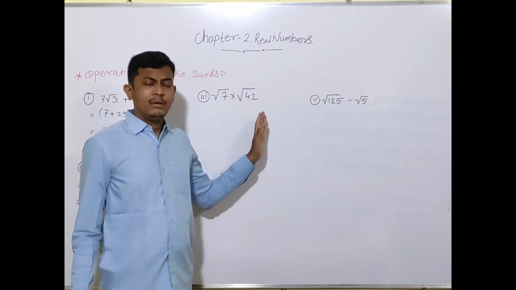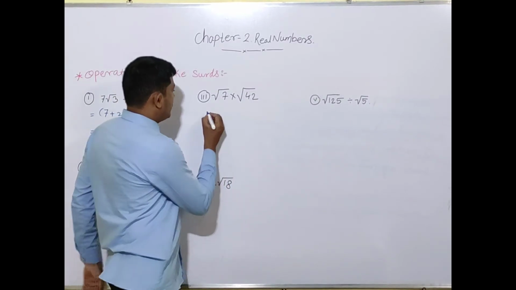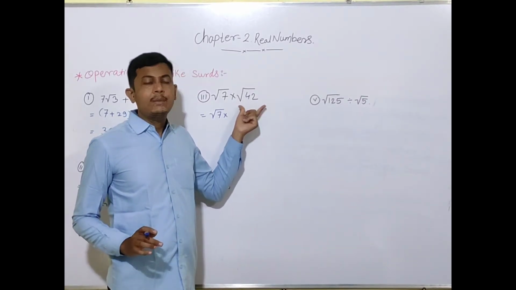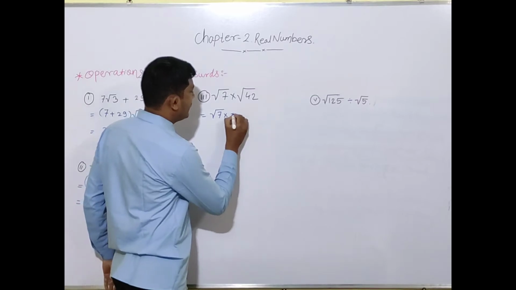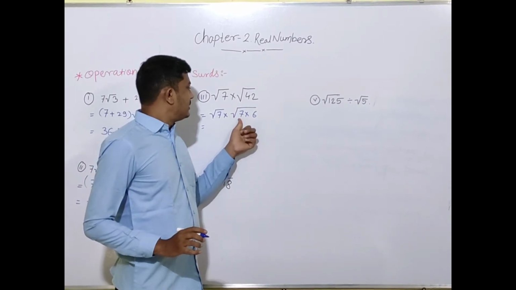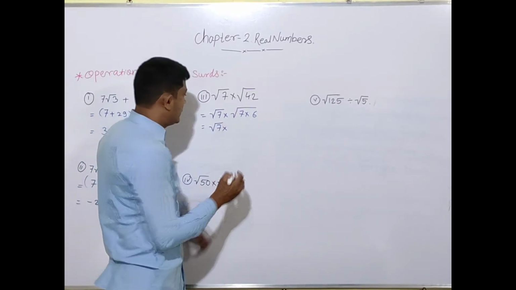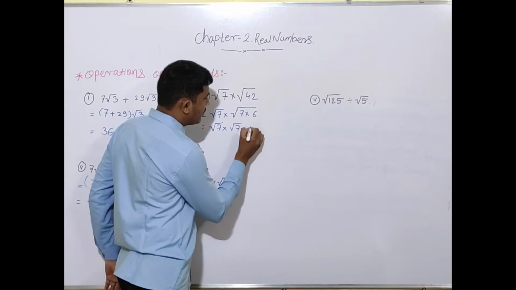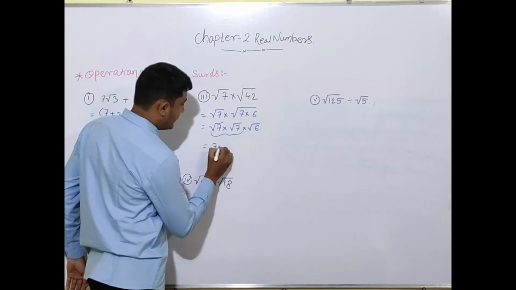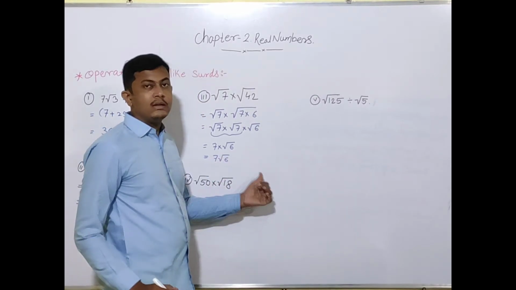Again, for multiplication, it is not required that they should be like surds or not. So let's see. Root of 7 into root of 42. Now 42 can be given as a multiple of 7 and 6. 7 times 6 is 42. That is root of 7 into root of 7 into root of 6. Now root of 7 into root of 7 is simply 7. 7 into root of 6, that is 7 root of 6. This is what? This is an irrational number.